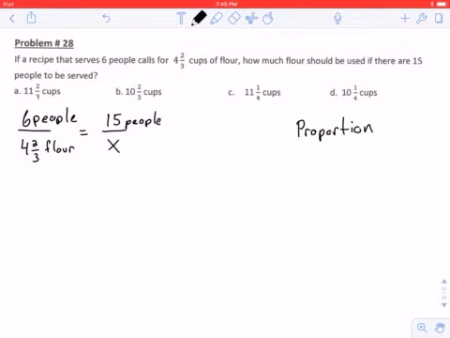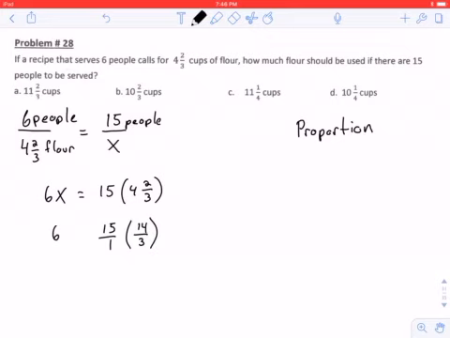Now, to solve it is the easy part. Cross multiply: 6 times X equals 15 times 4 2/3. We have a mixed number there. We convert that to an improper fraction. 15/1 times, 3 times 4 is 12 plus 2, 14/3. And then on the left side we have 6x equals this.